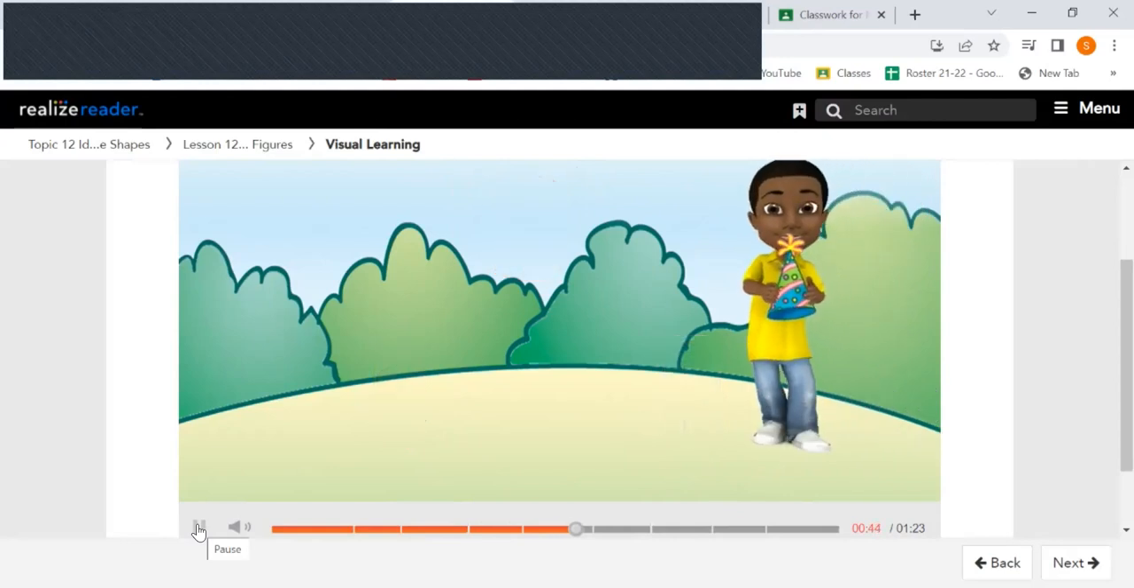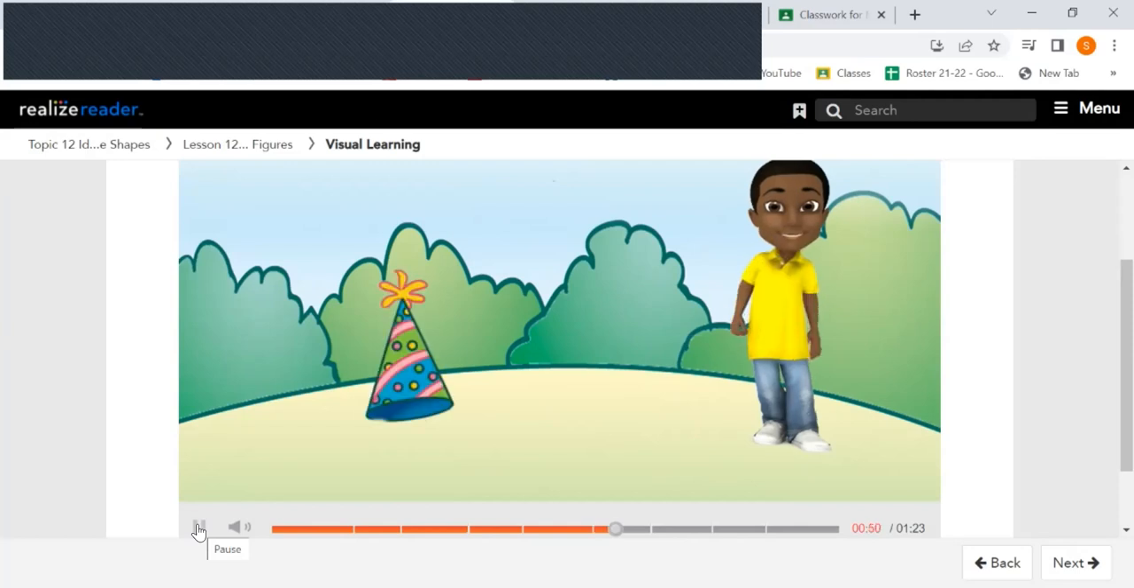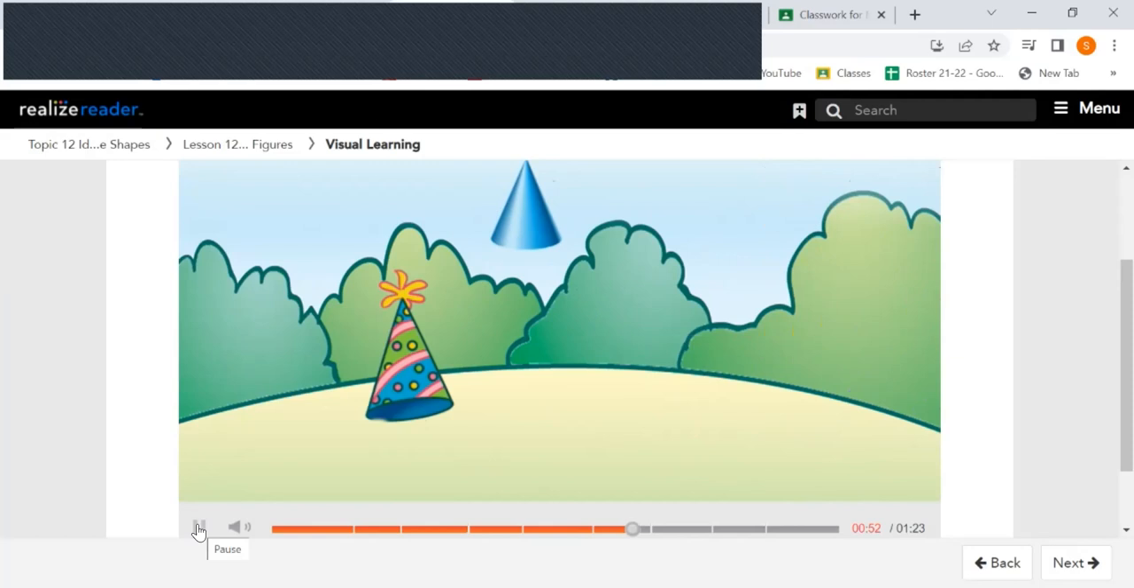Now Jackson is holding a party hat. What shape is the party hat? The shape of the party hat is a cone. What else can you think of that is shaped like a cone? An ice cream cone is shaped like a cone.